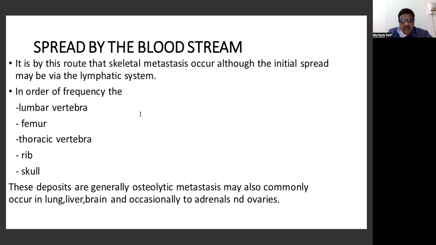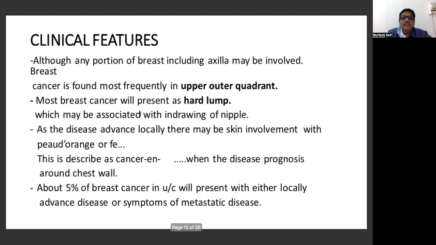These deposits are generally osteolytic. Metastasis may also commonly occur in lung, liver, brain, and occasionally to adrenals and also ovaries. So, breast carcinoma can spread to the lung, liver, spleen, and mainly to the bone.